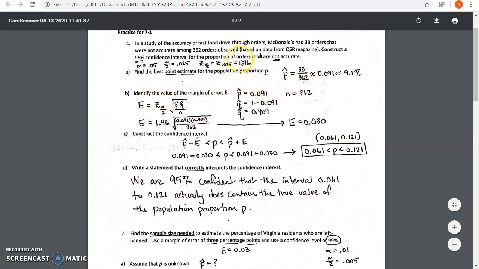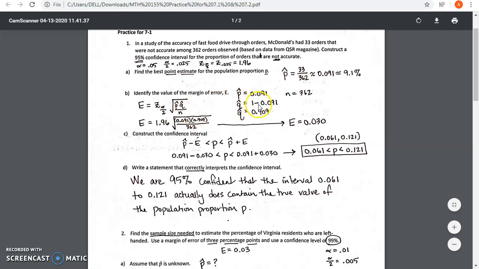For this problem, it's 1.96. That's where this came from. And then we have to multiply that times the square root of p hat. Now, our p hat is our sample proportion, which is what we got up here, the 0.091. Your q hat is basically just 1 minus p hat. So you just take 1 and subtract off the p hat, and that gives you 0.909.